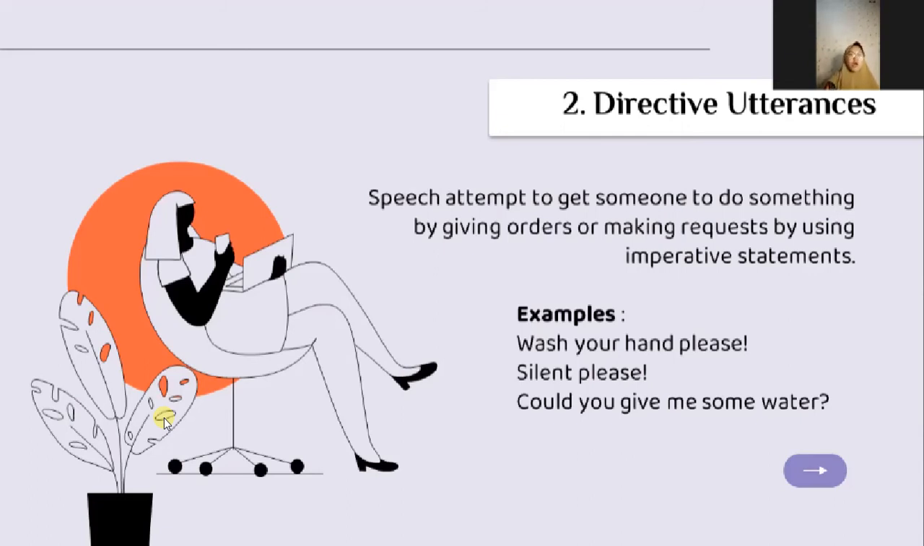So, as you can see from the screen, there are 3 examples for this directive utterance. First is, wash your hands, please.